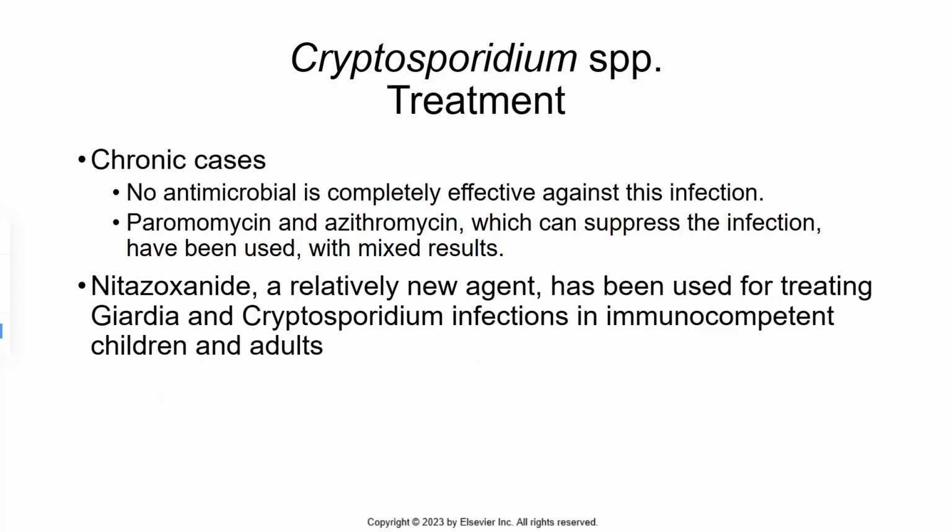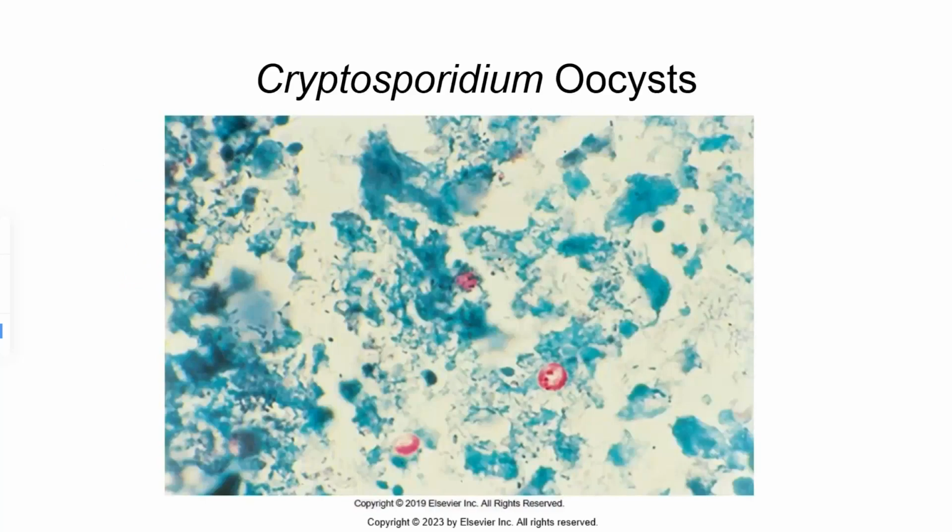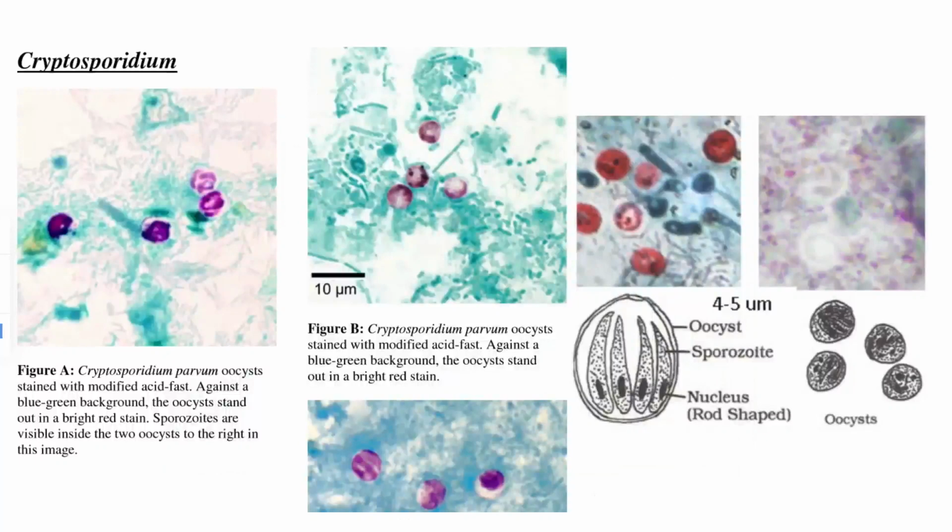In chronic cases, no antimicrobial therapy is completely effective against this infection. There's a couple drugs that can suppress the infection, and there's a new agent that has been used. Diagnostic morphology is listed here. So here's some pictures of what Cryptosporidium oocysts look like. And here's some additional pictures.